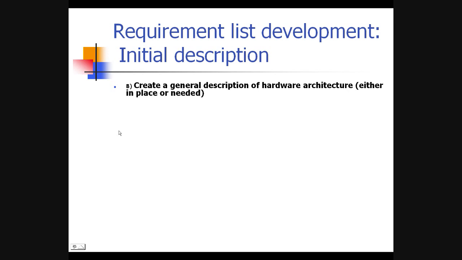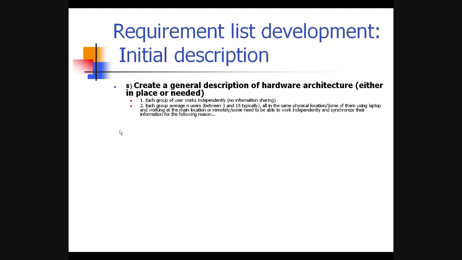Then the second thing to do in the initial description is to create a general description of the hardware architecture, either in place or needed. And I'm not talking here about, okay, we need 11 PCs with 2 GB of memory and a hard drive that size. That's not a general description. Here's what I'm talking about. For example, each group of users works independently. There's no information sharing between these groups. Or each group averages n users, typically between 3 and 15.